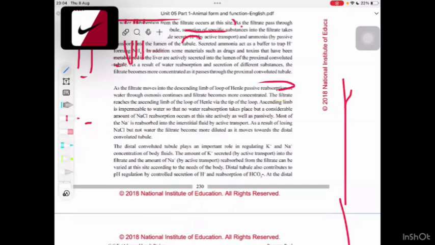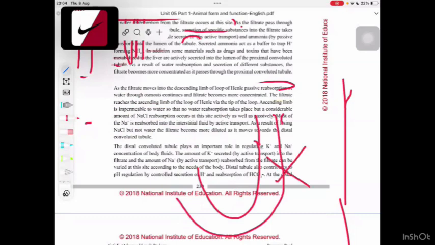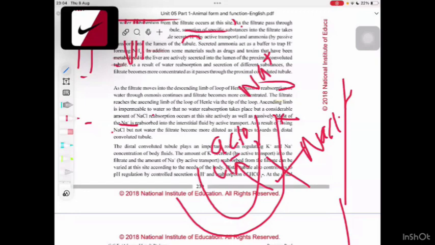The filtrate reaches the ascending limb, after going through the descending limb. The ascending limb is impermeable to water. No water reabsorption takes place. But here, NaCl reabsorption takes place. Most of the Na+ is reabsorbed by active transport. When Na+ is removed, remember, even though it is not given, Cl- moves passively. As a result of losing NaCl but not water, the filtrate becomes more diluted.